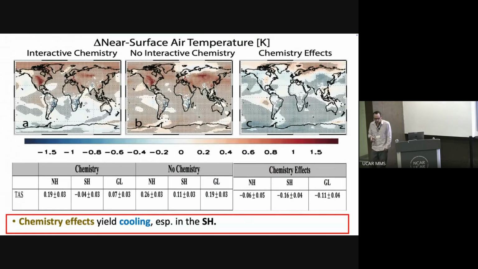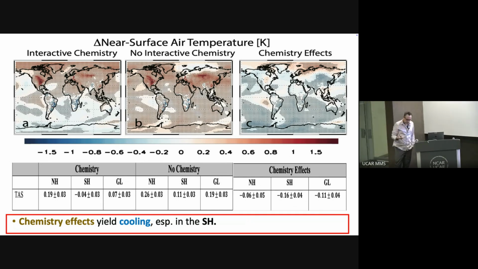So here's the surface temperature results. Interactive chemistry is on the left, no interactive chemistry is in the middle, and the chemistry effects are in panel C. Overall, these biophysical effects are leading to warming, particularly without interactive chemistry. The net effect of chemistry, as you can see in panel C, is cooling. There's a hemispheric contrast, where there is much more cooling in the southern hemisphere as compared to the northern hemisphere. So chemistry effects result in net cooling with a hemispheric contrast.